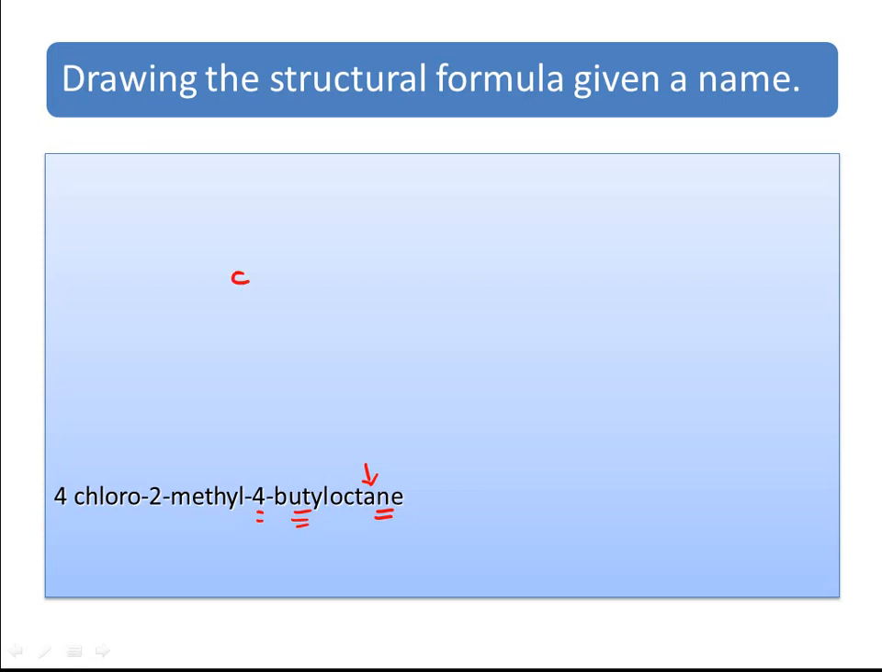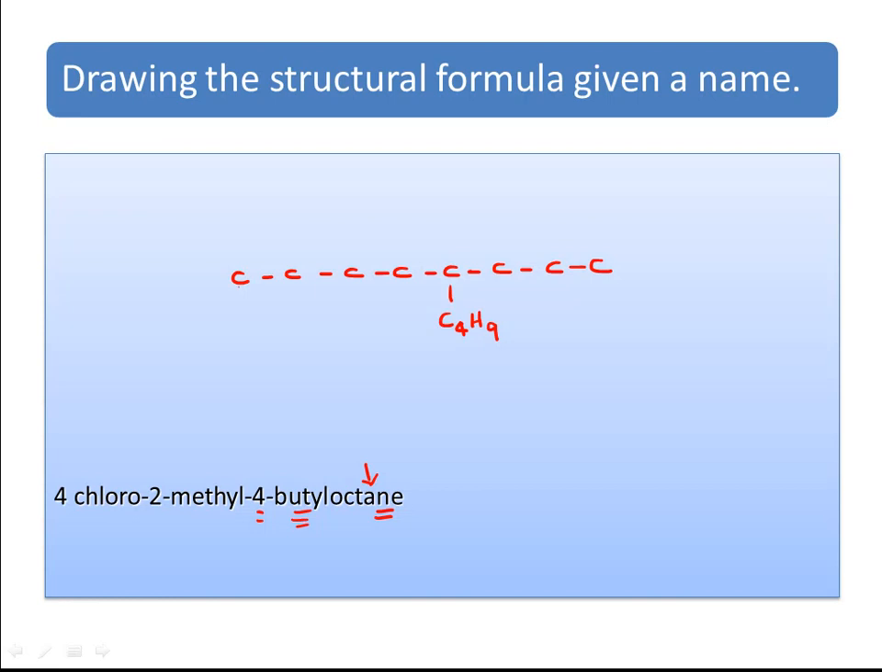So I will have my 8 carbon atoms, 1, 2, 3, 4, 5, 6, 7, 8. Double check, 1, 2, 3, 4, 5, 6, 7, 8. Okay, perfect. So on carbon number 4, which is this one here, I've got C4H9. Yeah, that's the butyl group that we have there.